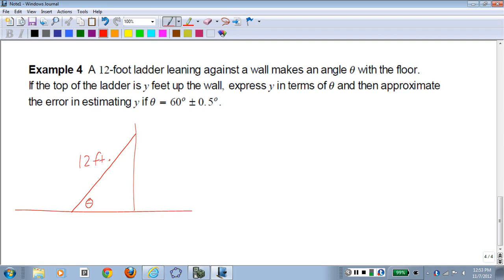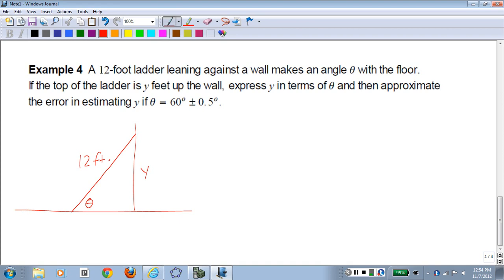If the top of the ladder is y feet up the wall, express y in terms of theta. Trigonometry problem, we can do that. And then approximate the error in estimating y if theta equals 60 degrees plus or minus a half a degree.